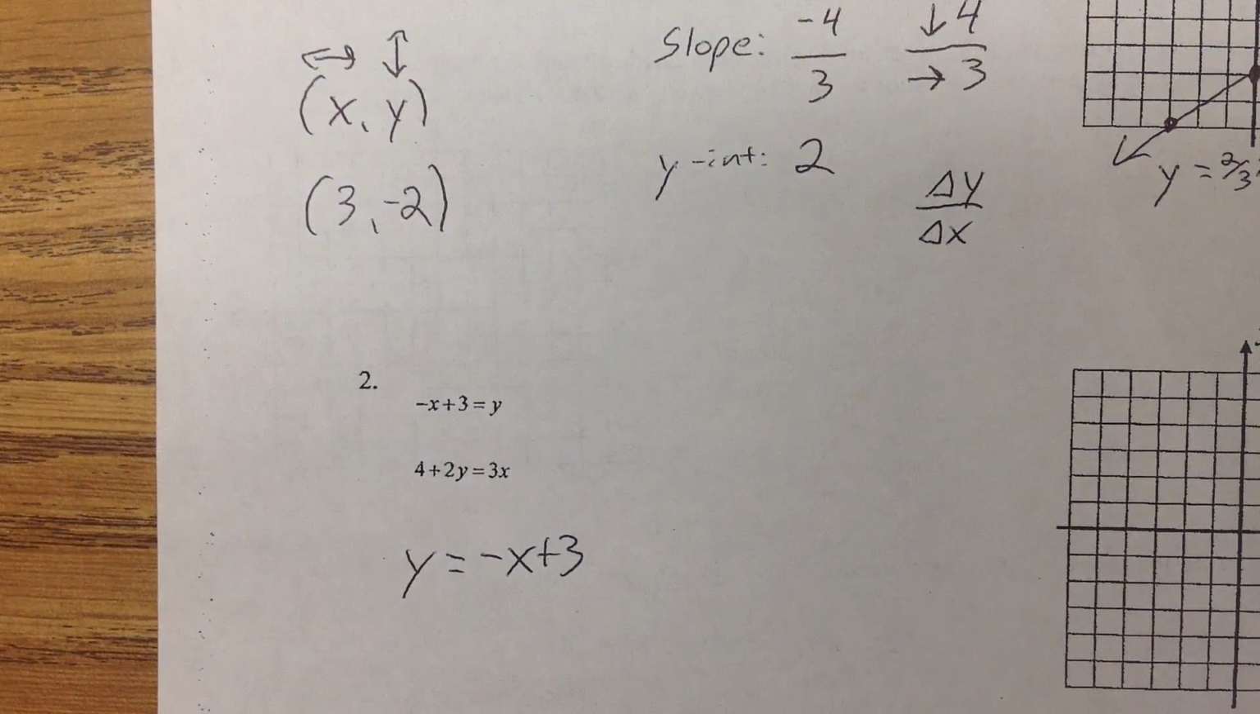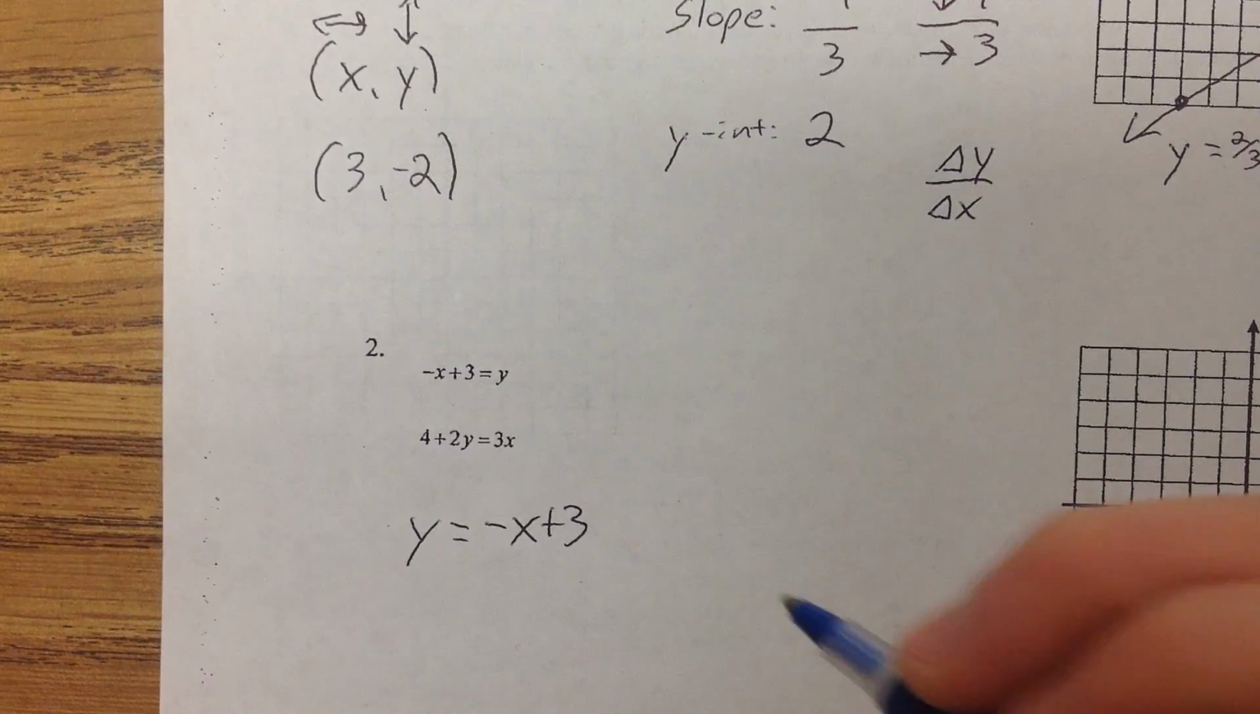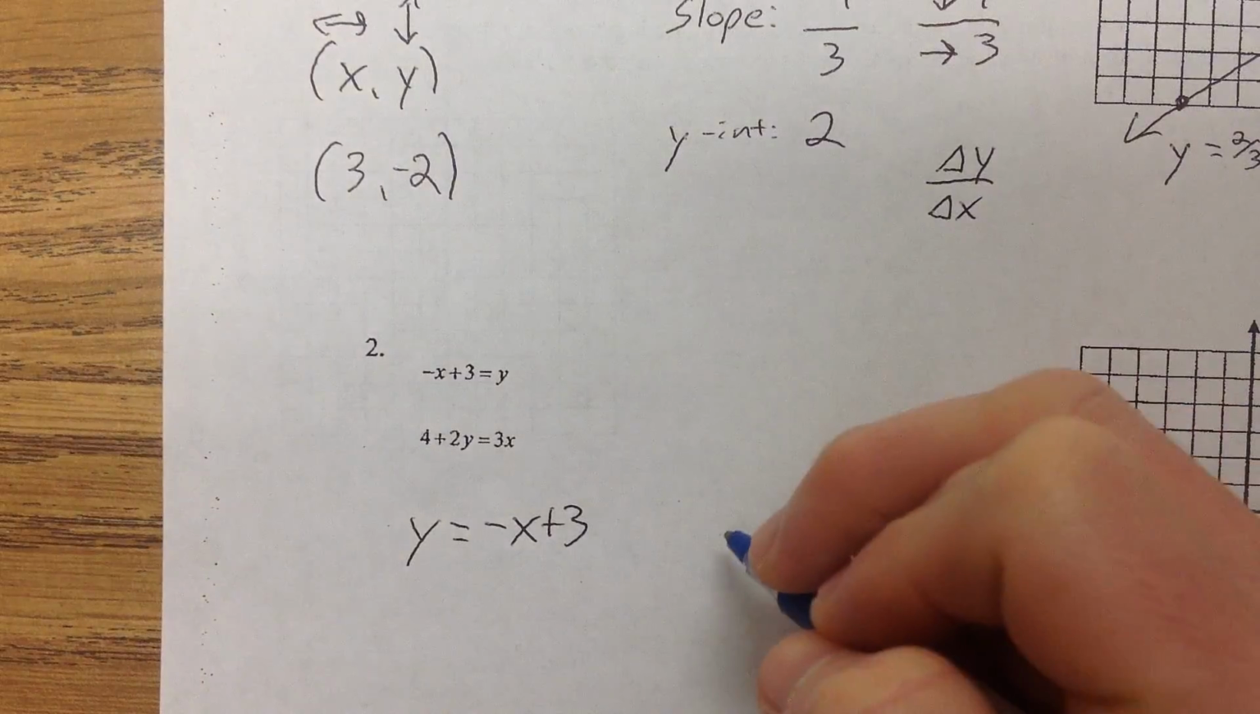And again, you've got different ways that you can graph this. If you want to do slope and y-intercept, you can. If you want to make a table, you can also do that. I'm going to stick with slope and y-intercept on this front side because on the back there is one where we're going to have to use a table. Okay? So let's talk about what our slope is.